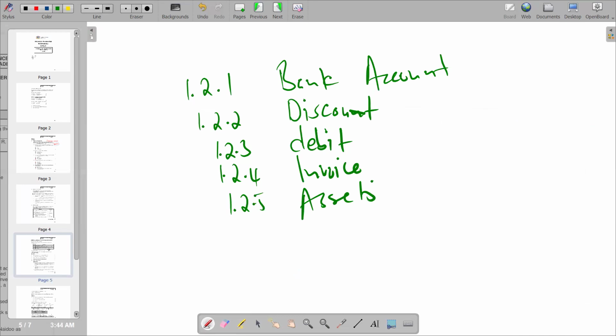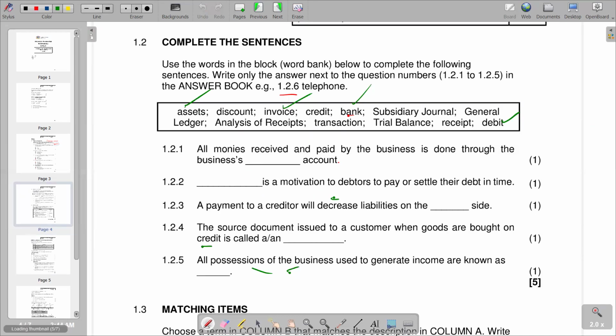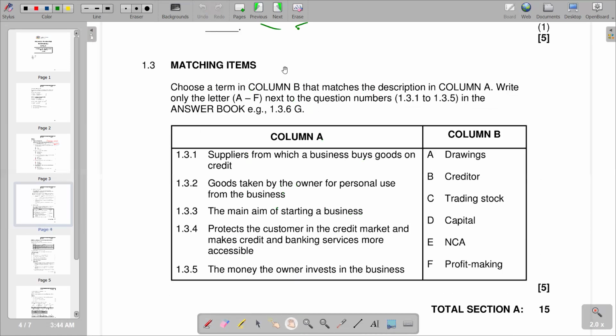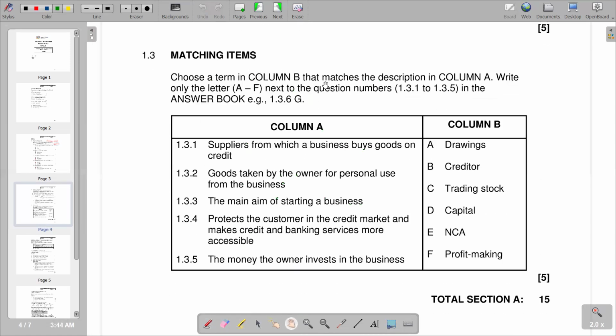So this is the last question that we have according to this section of completing sentences. Then we move to the next section where we have matching items. Choose a term in column B that matches the description in column A. Write only the letter A to F next to the question numbers, that is 1.3.1 to 1.3.5, in the answer book. We're given how to present it in the answer book. Then obviously we are going to look for a term or a word that is matching the explanation that we have in column A.